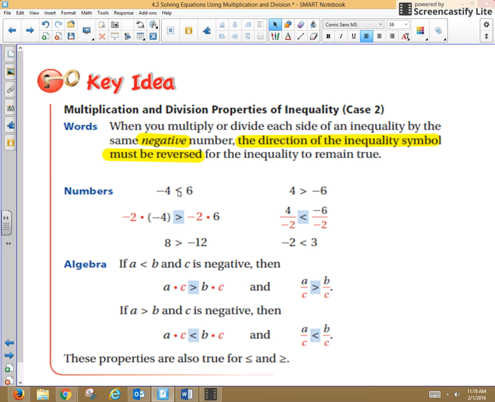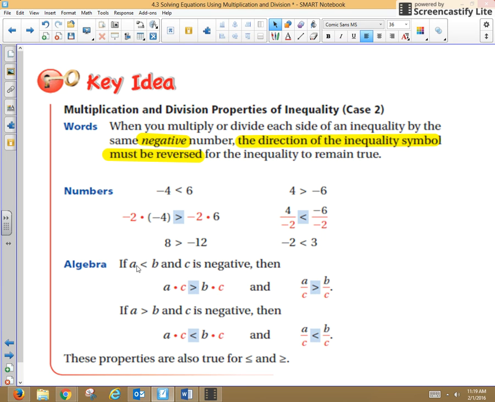So notice how the symbol changes from negative 4 is less than 6. Now it's greater than because we multiplied by a negative. And listen to this, 8 is greater than negative 12. That is true. If you have 4 is greater than negative 6, but you divide by a negative 2, you have to switch the symbol so that negative 2 is less than 3.